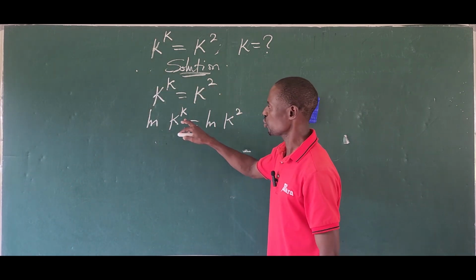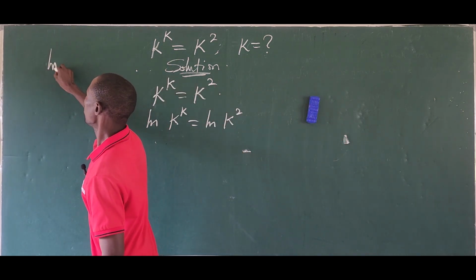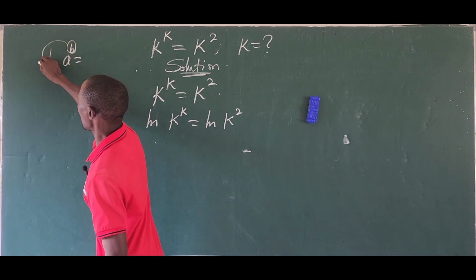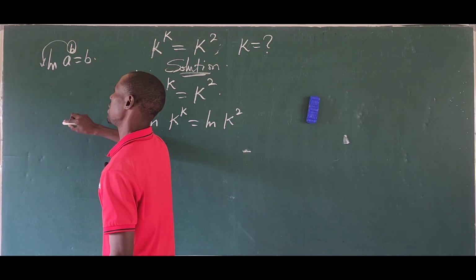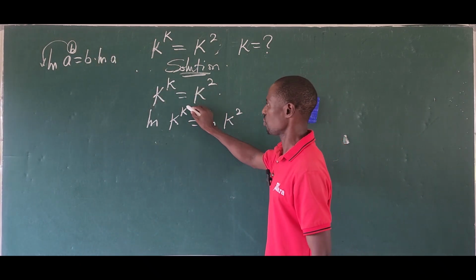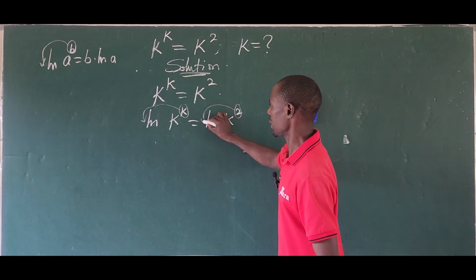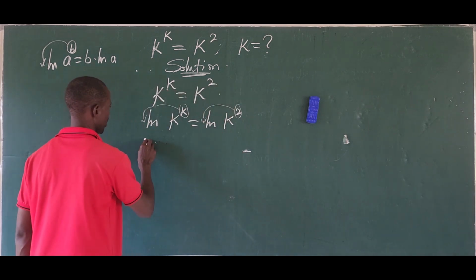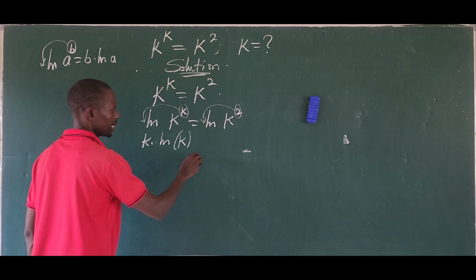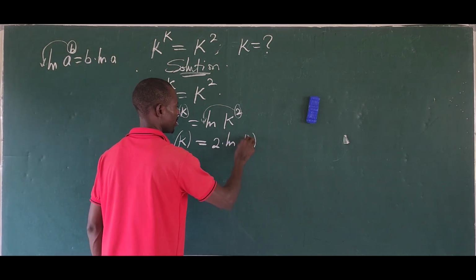Okay, so in this, we apply the property of logarithm, which says that if you have the ln of a raised to the power of b, you move this power back here, and so this is going to give us b times the ln of a. And so we're going to move the whole of this back here and the 2 back in here. Right? So this is going to give us k times the ln of k, or let's put this in brackets, equal to 2 times the ln of k also.